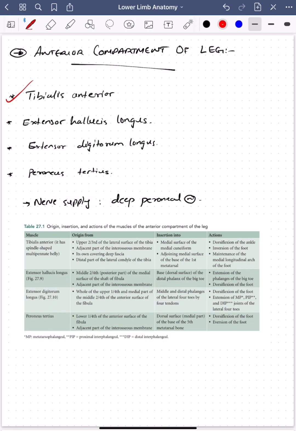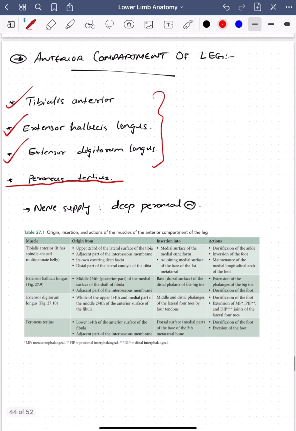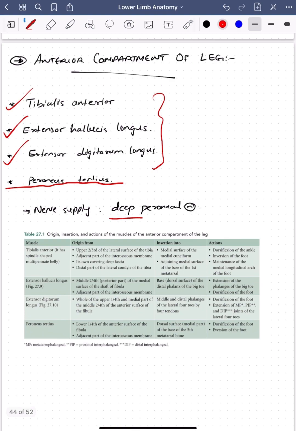The muscles in this anterior compartment move through the dorsum of foot and are inserted into the toes. If you look at their action, it's basically to extend the toes. So based on that, we have the extensor hallucis longus, which extends the great toe, and the extensor digitorum longus, which extends the remaining 4 digits. These are the main 3 muscles in the anterior compartment. Apart from that, we have one more muscle, and that is the peroneus tertius. The nerve supply in the anterior compartment is by the deep peroneal nerve.